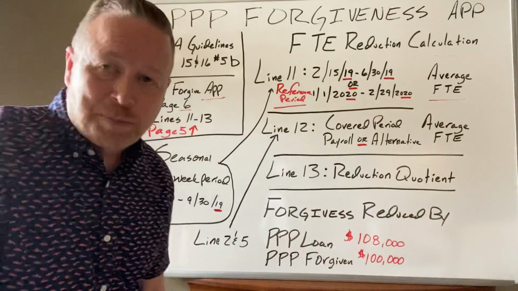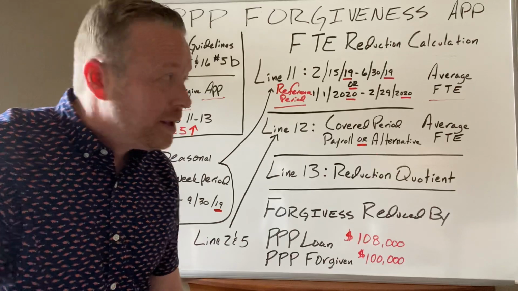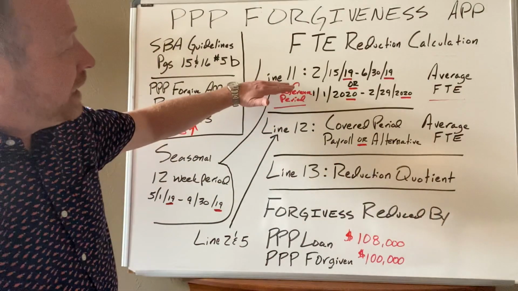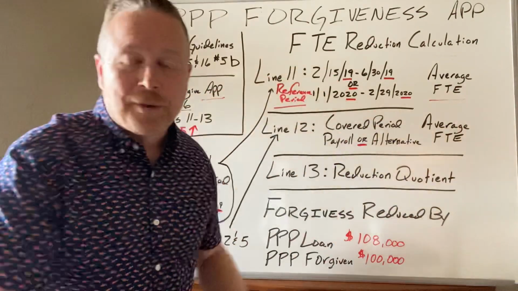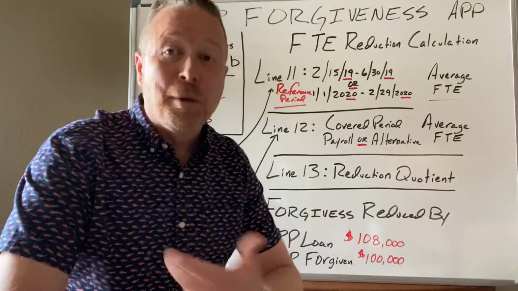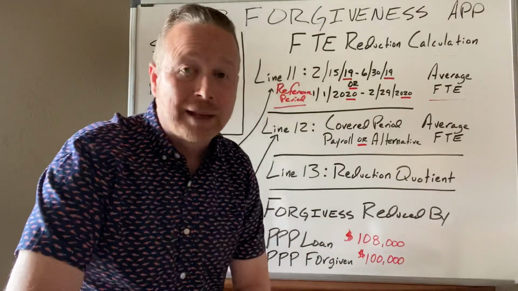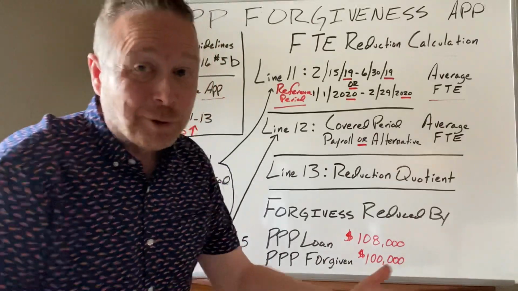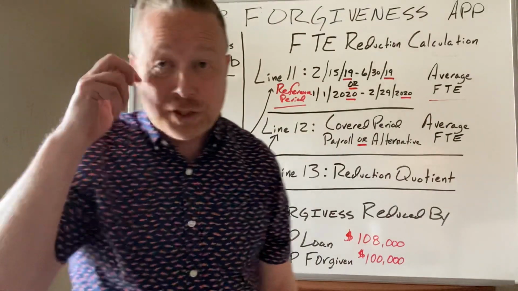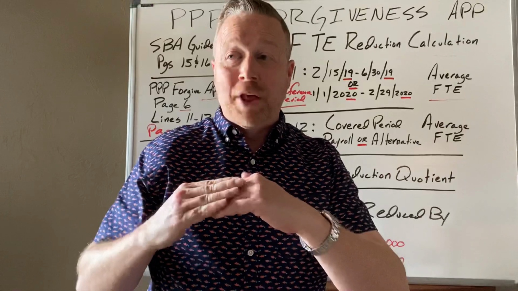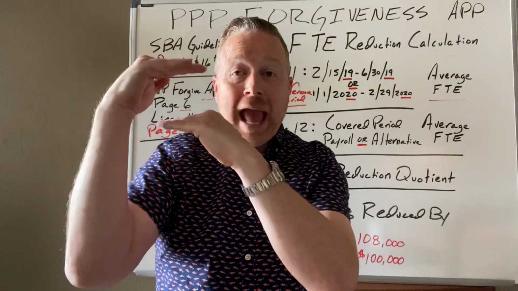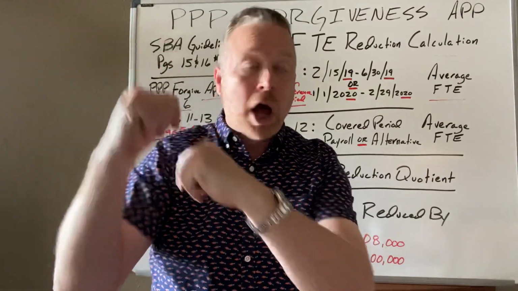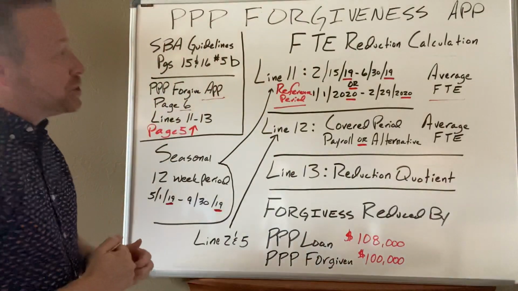This is your reference period. So in line 11, you get to pick. Now, of course, you're going to pick the better one. Am I right? How do you know the better one? Yeah, we'll get to it at the end. The better one is going to be the one that results in the number closest to a 1, or closest to 100%, basically.